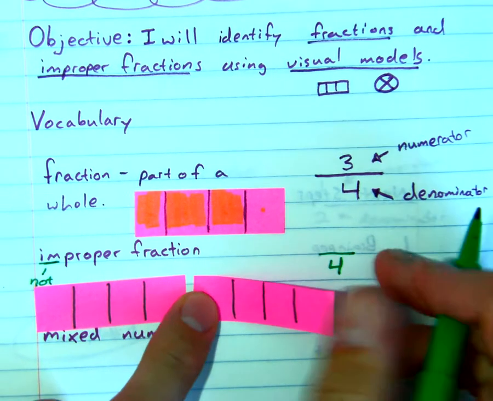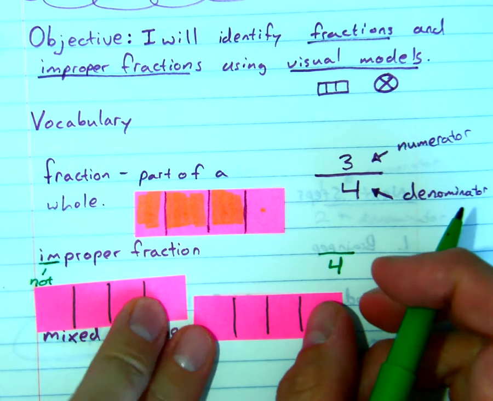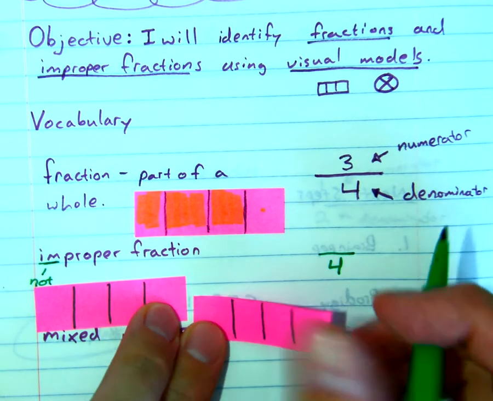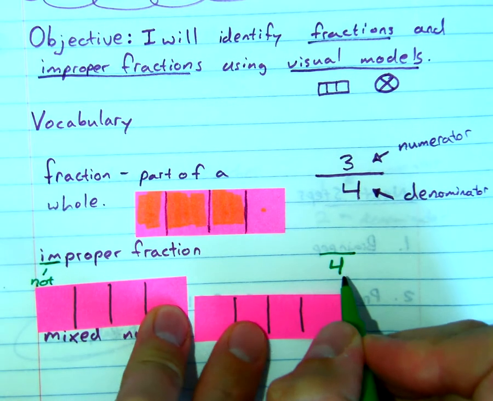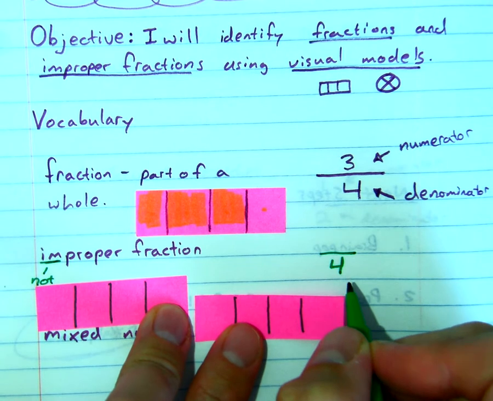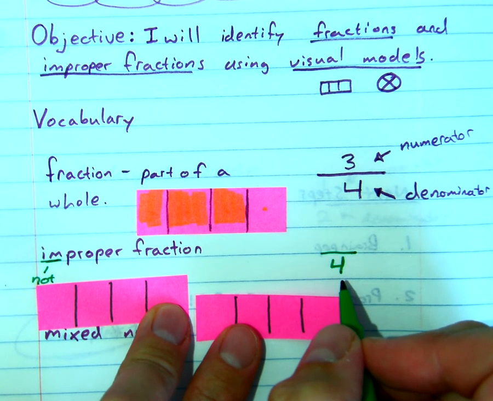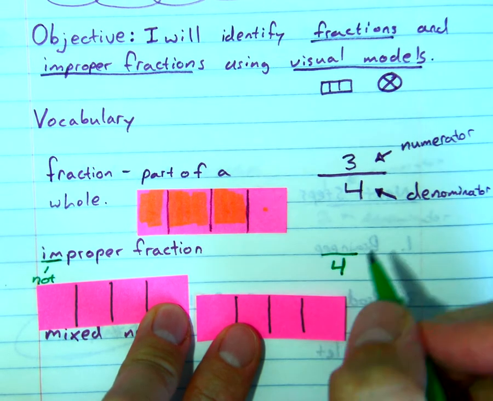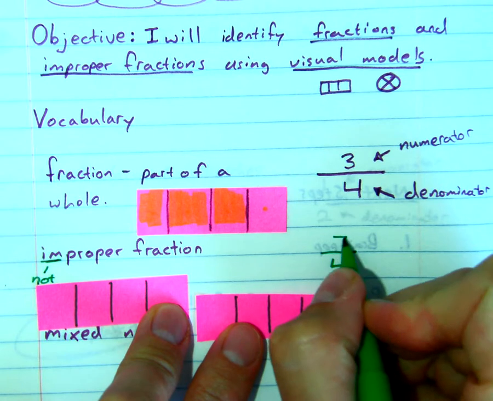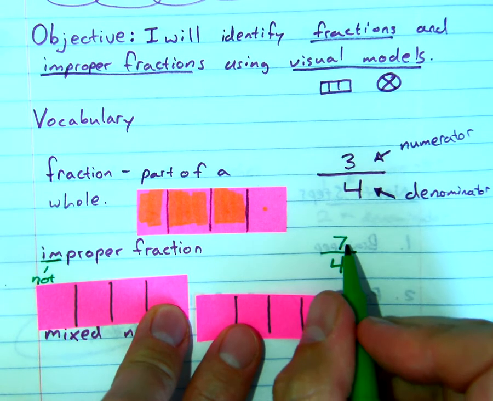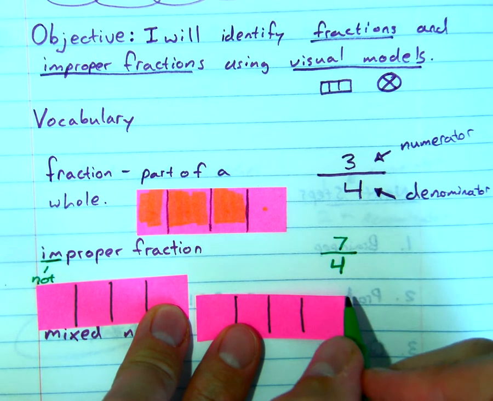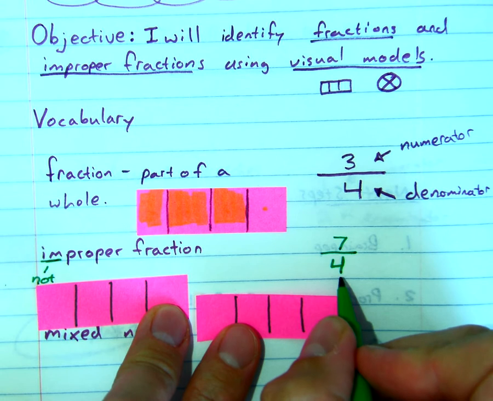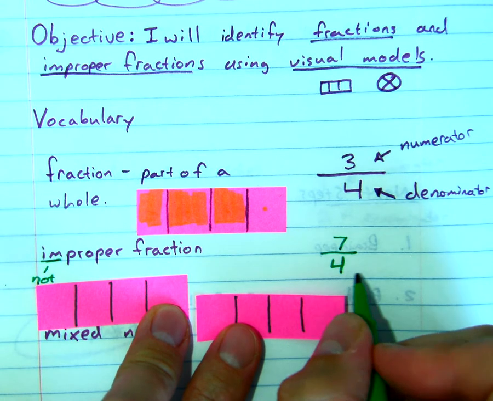So we're looking for more than 4 here. So let's go with a number bigger than 4. Can you think of a number bigger than 4? I'm going to pick something easy. I'm going to pick 7. Say with me, 7/4. 7/4. So I have more than 1.